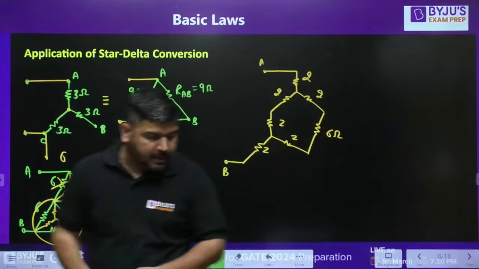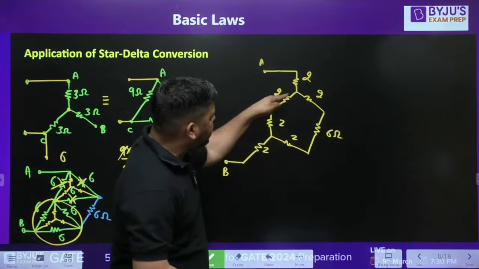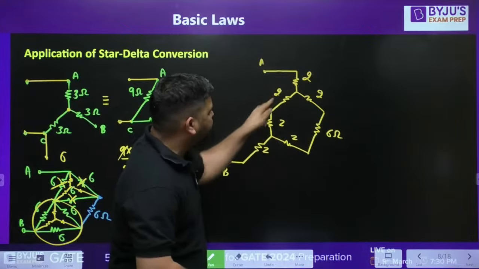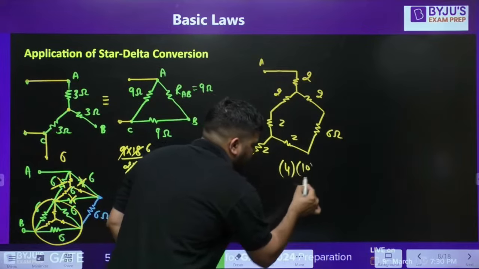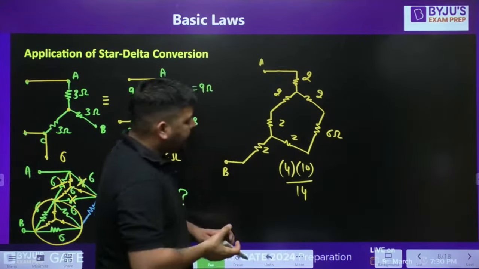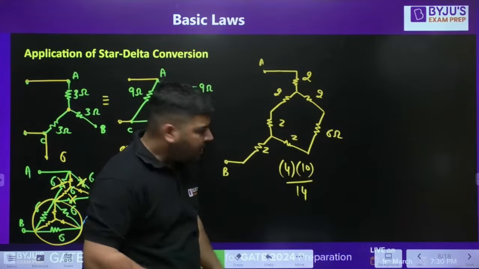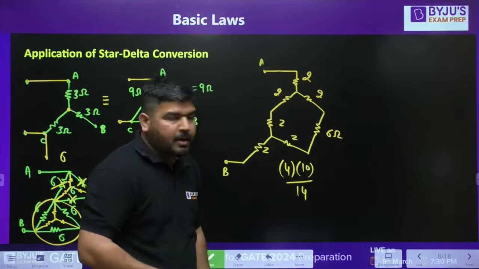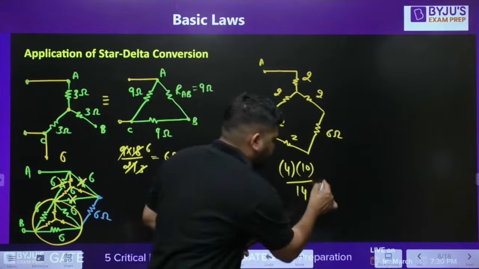Now you can simplify this circuit. This part has 10 ohm resistance and this is 4 ohm. So this 10 and this 4 are in parallel, so 4 into 10 divided by 14. This is the equivalent resistance of this part, 10 in parallel with 4, so 10 into 4 divided by 14. And this equivalent resistance is in series with this 2 ohm and this 2 ohm, so plus 2 plus 2.